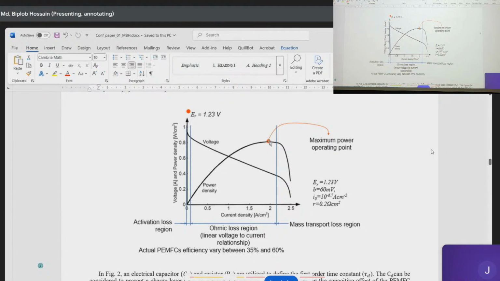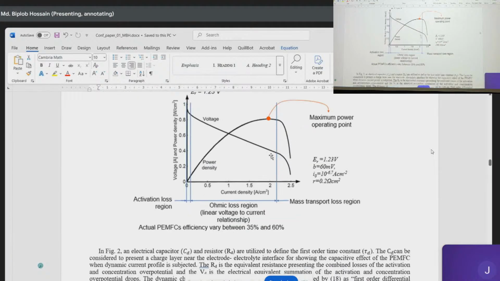That means at this point we have the extreme limit of the ohmic region. You see, it actually happens at the extreme limit of the ohmic voltage drop region. And after that we have nonlinear behavior, so it suddenly reduces the power. You see here, the nonlinear characteristics happen due to the concentration voltage drop.